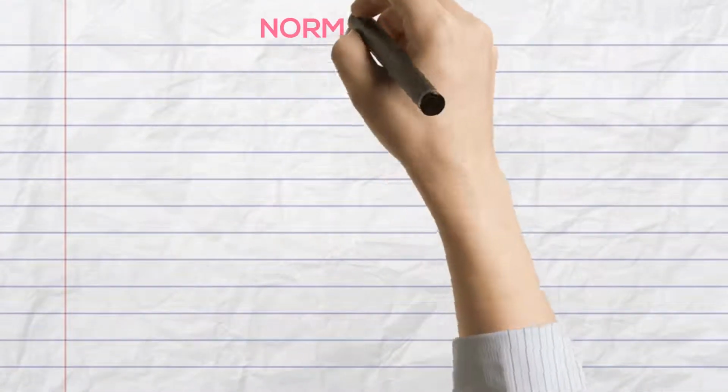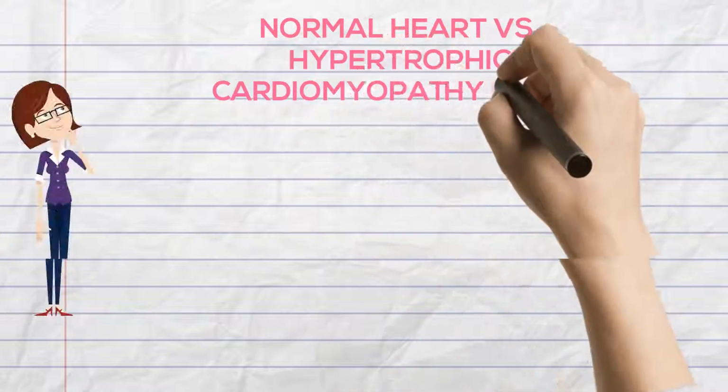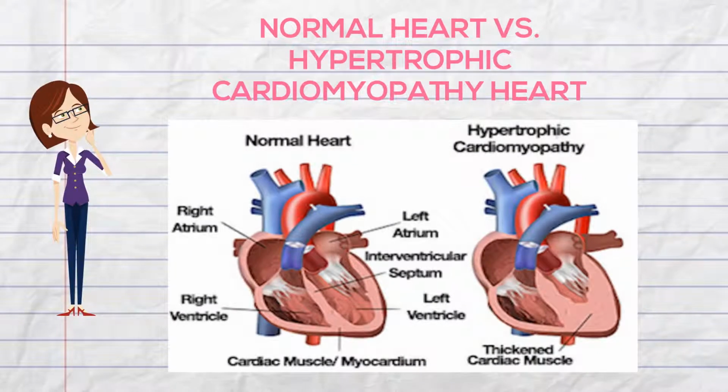Here we have a picture that does a good job of illustrating the anatomical changes in the heart that you would see in hypertrophic cardiomyopathy. Notice the thickening of the myocardium surrounding the left ventricle. This is the one time where gains are not the goal.